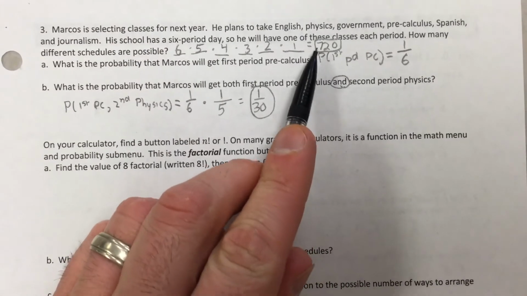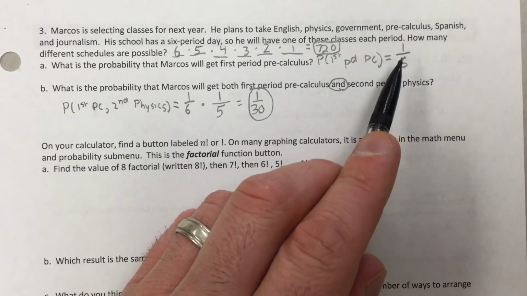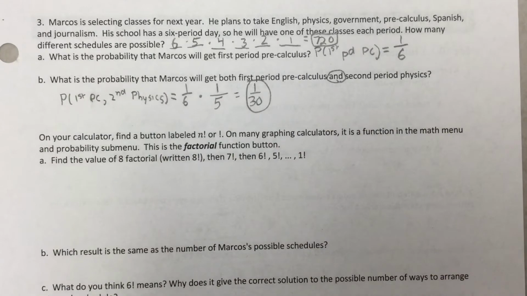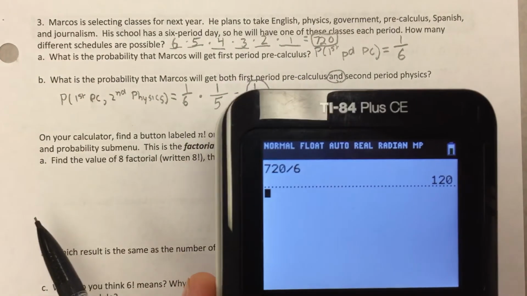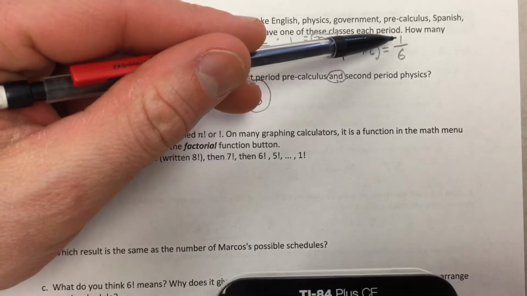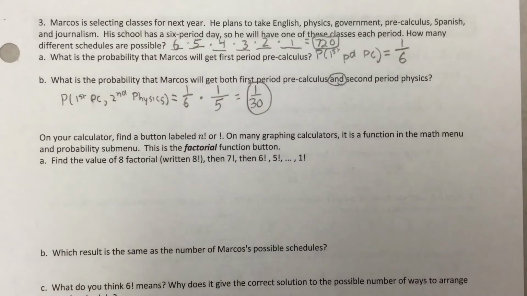And again, remember there's 720 total different schedules. So like first period pre-calc, this is the reduced form of that. So if I'm thinking here, out of 720, 1/6, 720 divided by 6 is 120. So there'd be 120 out of the 720 schedules that had first period pre-calc, but that reduces to 1/6. Same thing with here. This is reducing to 1 out of 30. We're just looking for the probability.